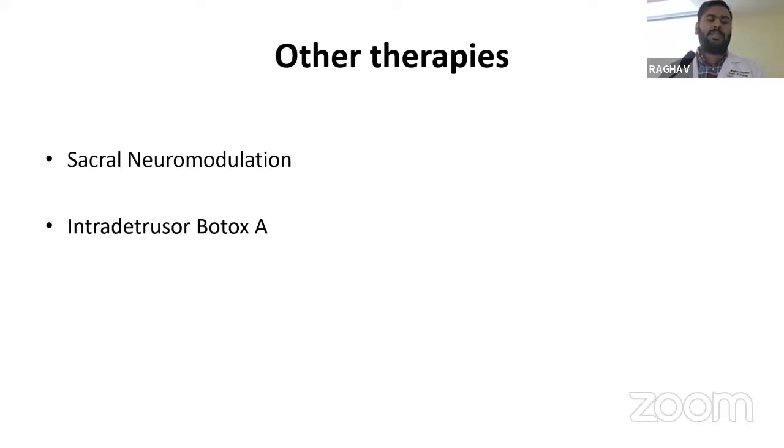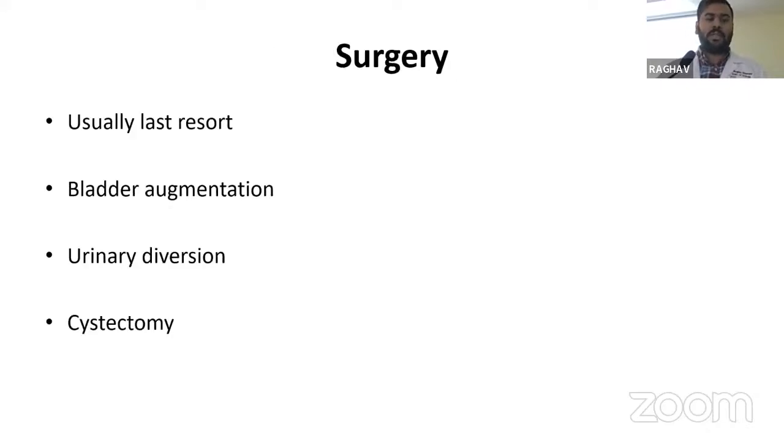Other therapies such as sacral neuromodulation and intradetrusor botulinum toxin have also been used. Surgery is usually a last resort, which can be done by bladder augmentation, urinary diversion, or cystectomy.